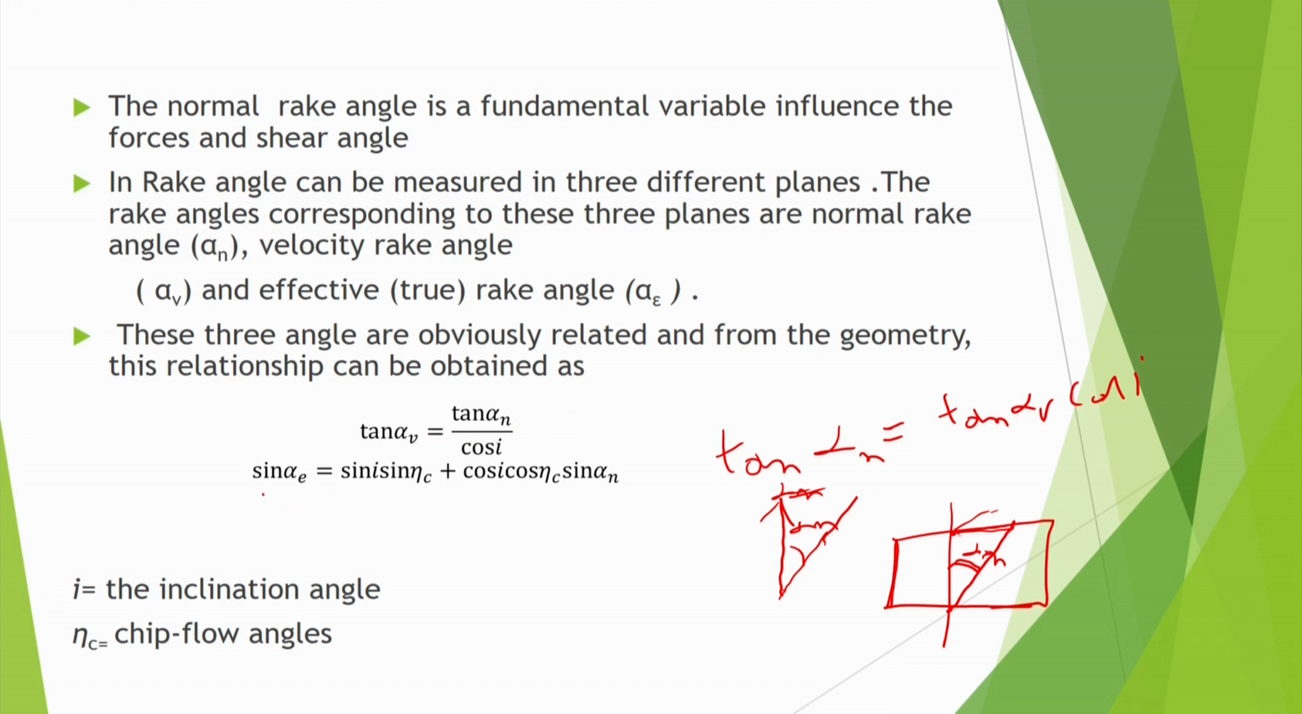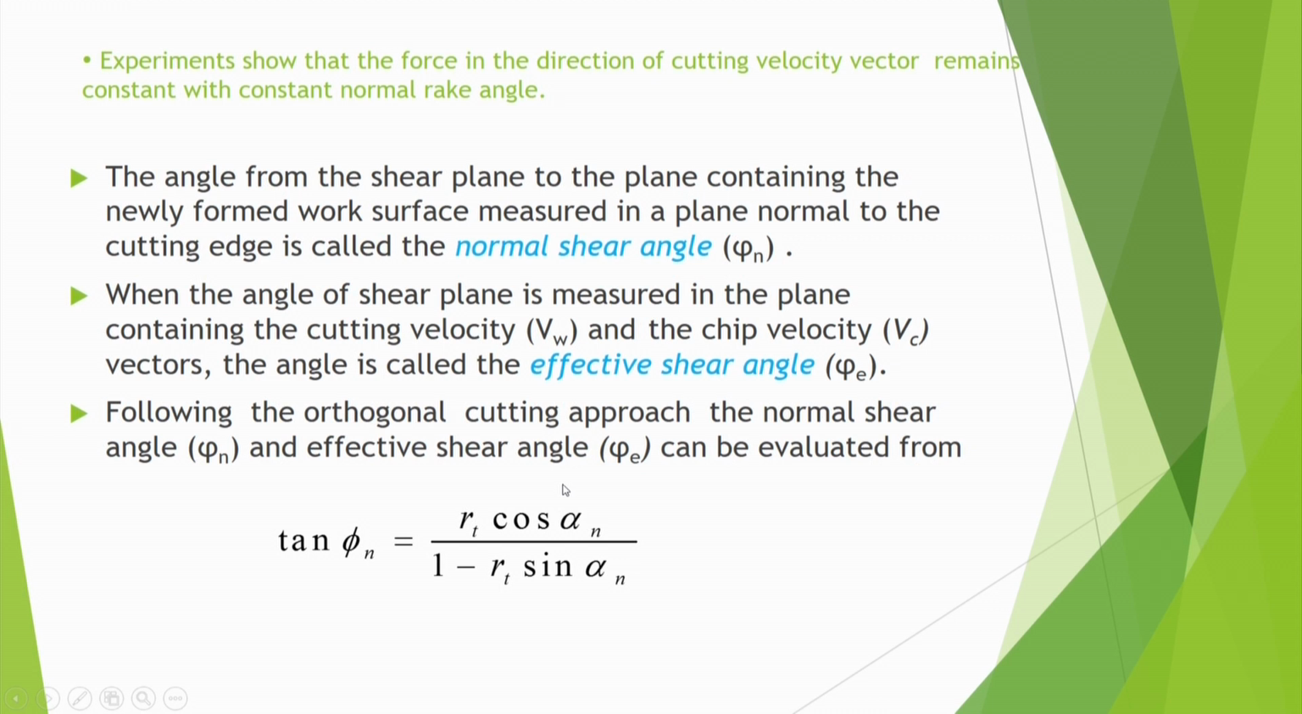So this relation was first reported by Stabler, and slowly you can derive it if you make projections in a slow manner, then you can understand how this is related. Maybe at the end of the lecture we may discuss a little bit more on this, but you can note down this relation: sin alpha e equals sin i sin eta c plus cos i cos eta c sin alpha n. Experiments show that the force in the direction of cutting velocity remains constant with normal rake angle.